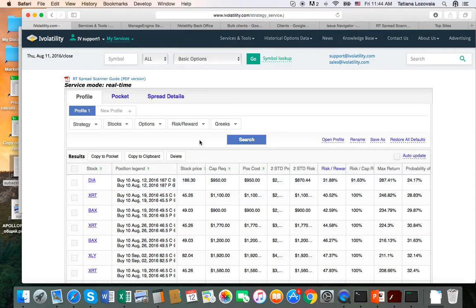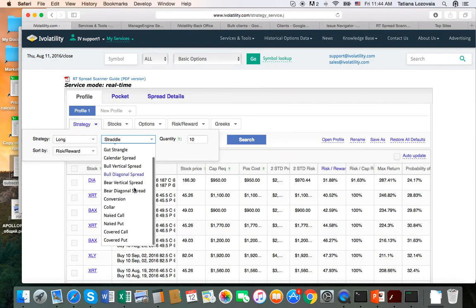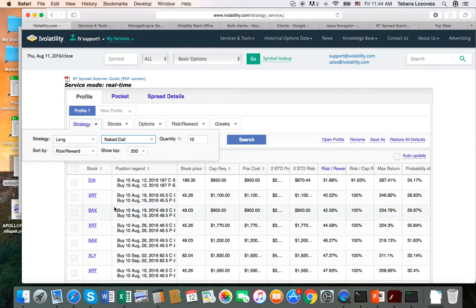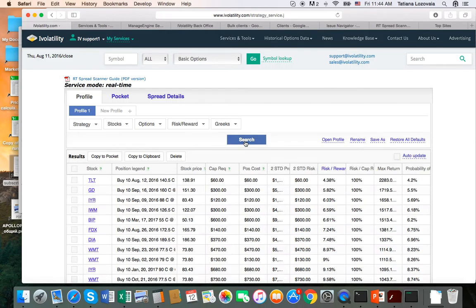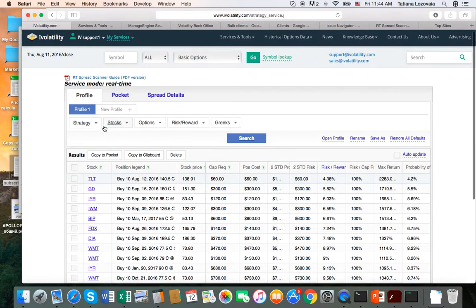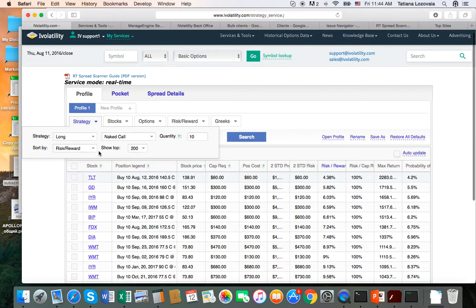So for doing this, we will go to strategy and choose naked call. Let's just run a quick search. So this is just a default search of call options that we can buy. Let's now edit our filters a little bit. So let's have a look.